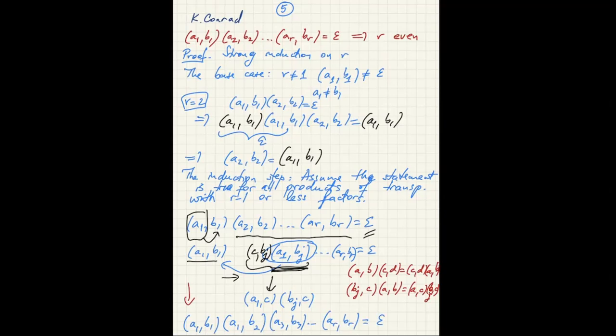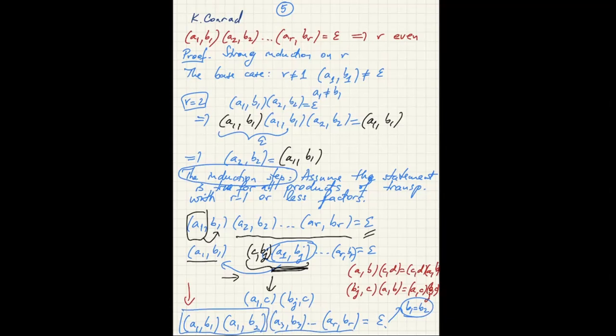Now, here's what happens next. In this situation, we have two cases. If B1 equals B2, then these two transpositions at the beginning give us the identity. In that case, we have written our identity permutation on the right as a product of R minus two transpositions. And then we can step into our induction hypothesis and conclude that R minus 2 must be even, and therefore R must be even. Okay, so that's the first part.